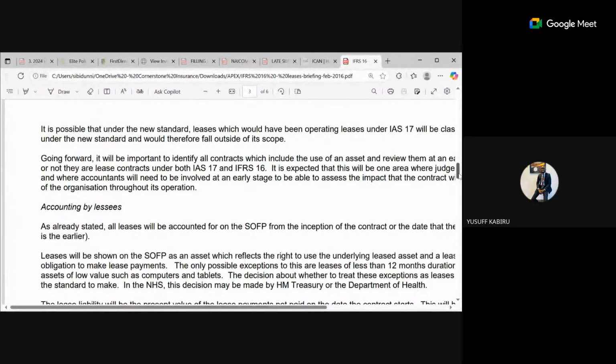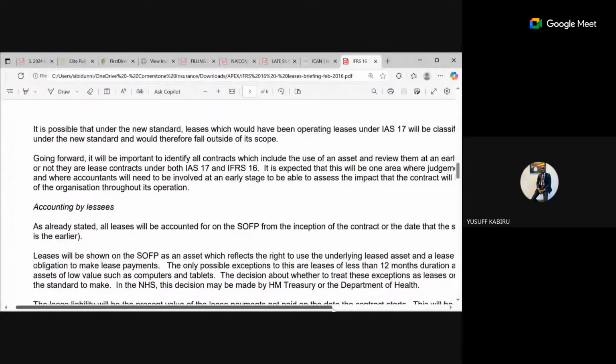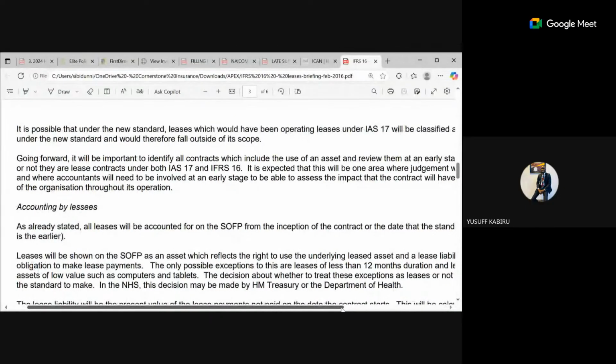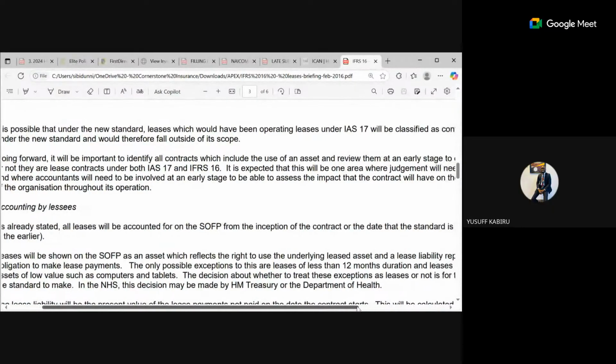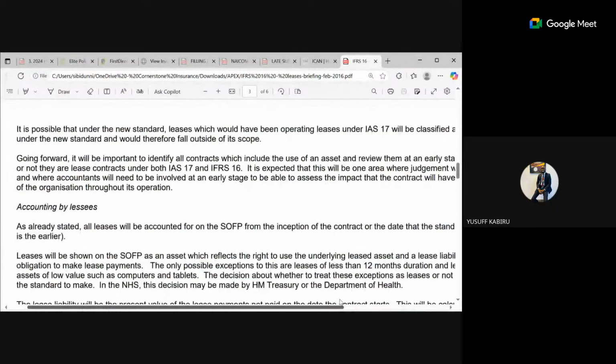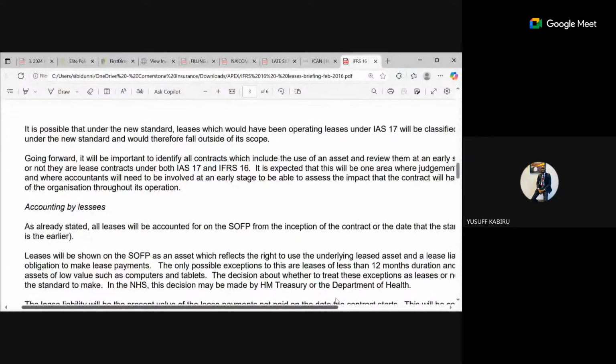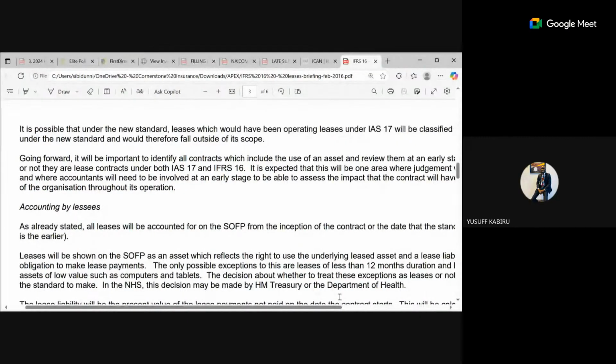So it is possible that under the new standard, leases which would have been operating leases, thank God I actually introduced you to IAS 17, sorry, I said 18 the other time, it's 17. So I introduced you to operating leases. So they are referencing it now. And I told you why they have to change it. So under IAS 17 will be classified as contracts for services under the new standard and will therefore fall outside of the scope. You can get what I'm saying now.